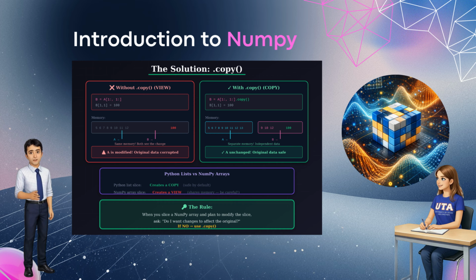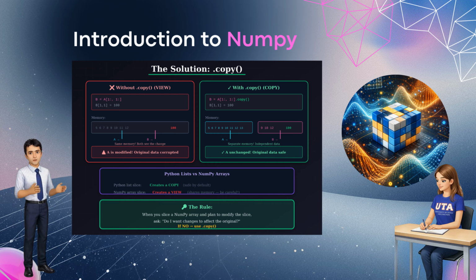This has serious implications for real work. Imagine you load a dataset with customer information. You slice out a portion to experiment with. You make changes, run some analysis, everything looks great. But then you go back to your original dataset and discover it's been modified too. You've accidentally destroyed your original data. I've seen this happen to students. I've seen this happen to professionals. It's a sneaky bug because your code runs without any errors. Python doesn't warn you. Everything seems fine until you realize your original data is corrupted.